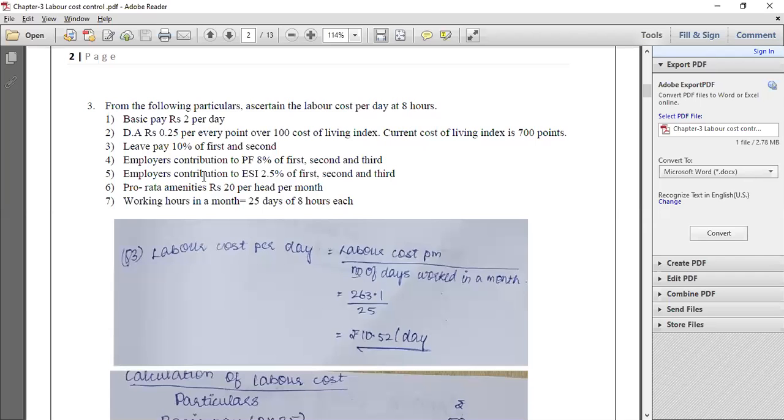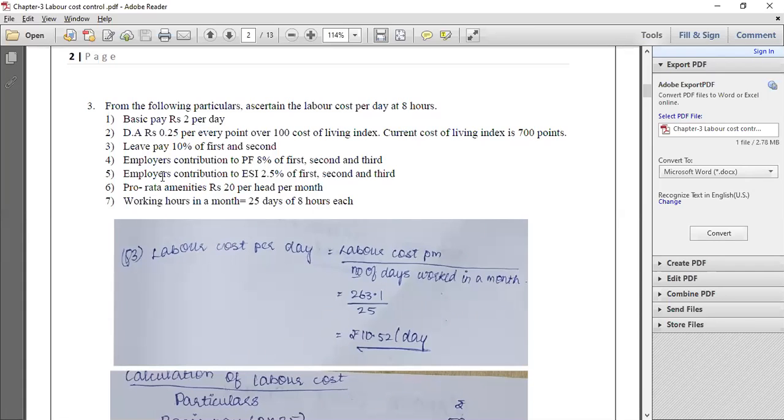I will be continuing my explanation on question number 3. We were discussing the fourth and fifth points. The employer's contribution to PF is 8% of first, second, and third. First, second, and third means basic pay plus DA plus leave pay. If you add these, on whatever total you get, you have to calculate 8%, which is your employer's contribution.